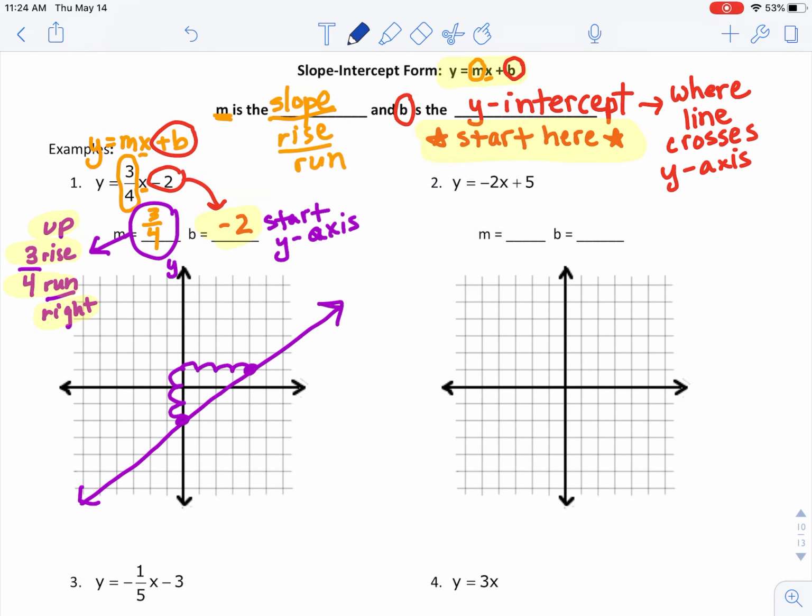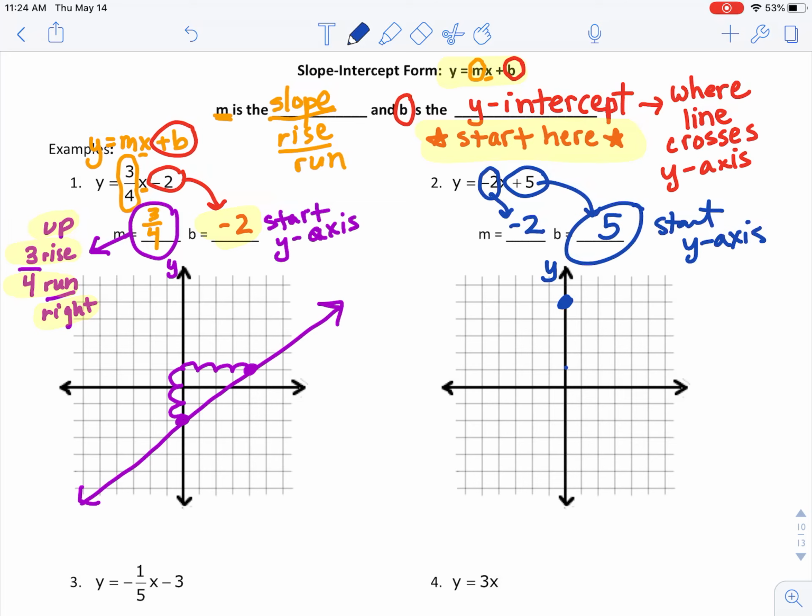Here I've got my slope right in front of x, that's -2, and then the number off to the side, that's my b of 5. Remember, we start here on the y-axis. So I go on my y-axis to 1, 2, 3, 4, 5. Now my slope is -2, but that's not a fraction. We wanted the slope as rise over run. How do I make a number like -2 into a fraction? You guys know how to do this. You would just put it over 1. Anytime you have a whole number, just put it over 1. And that's going to tell you how to move.